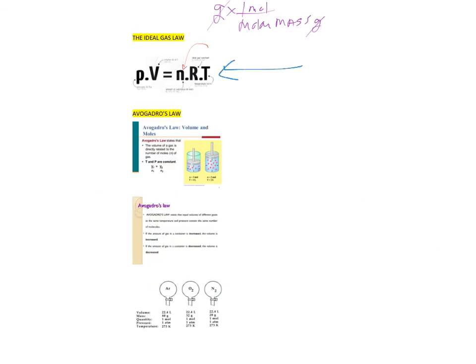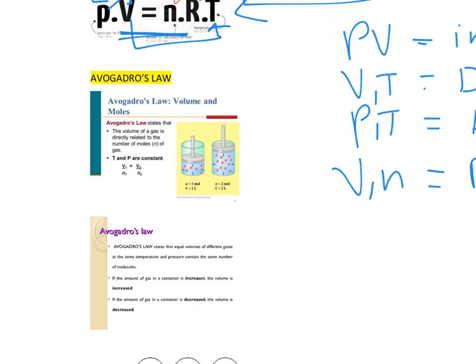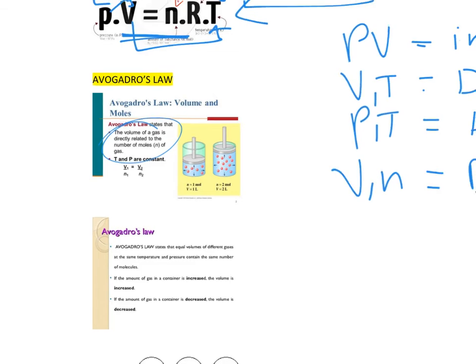This is the ideal gas law, and we already know that the relationship between P and V is inverse. We already know that the relationship between V and T is direct. We know that the relationship between P and T is also direct. But how about V and n? How about V and moles? Well, Avogadro's law tells us that that relationship is also direct. Right here, the volume of a gas is directly related to the number of moles.